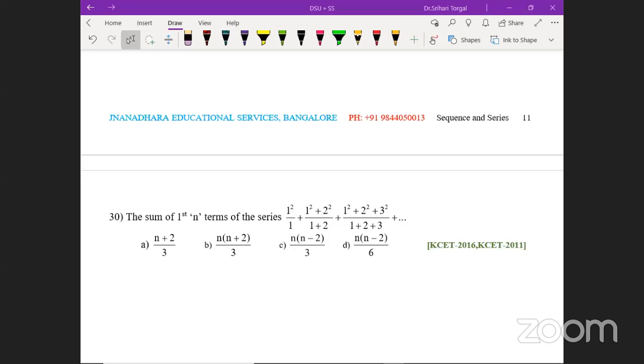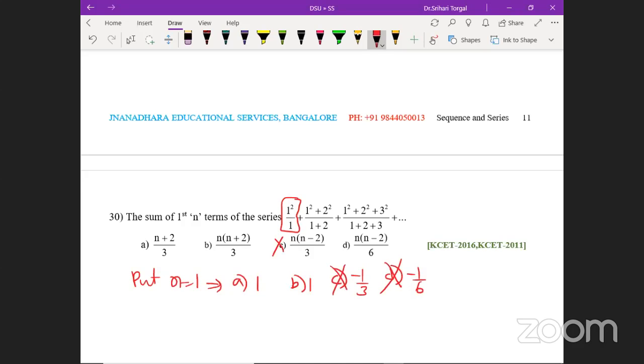The same question was asked in Karnataka CET 2011 also. Okay. Many of them are answering that it is option B. Let's see. Put n is equal to 1. I have to get 1. Which options give 1 when you put n is equal to 1? Option A is 1. If you put n is equal to 1, option B also gives 1. Option C gives minus 1 by 3 and option D is minus 1 by 6. So these two are cancelled because the answer must be 1, right? Now we have to decide between option B or option A.